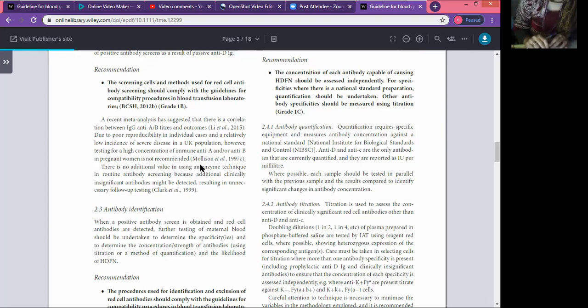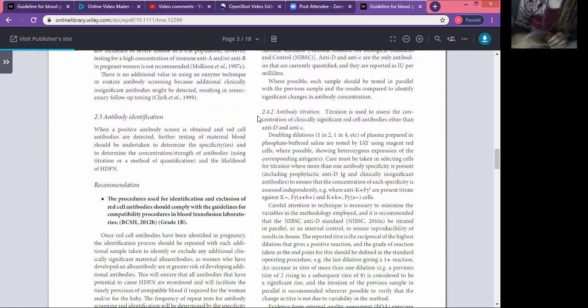So for antibody screening, we do not need to go in for enzyme treatment methods, because we do not want to detect clinically insignificant antibodies, as enzyme treatment would actually bring out some clinically insignificant antibodies. However, if the antibody screening is positive, that is, if the screening panel shows a positive result, then most likely that antibody is significant. So we need to proceed further with the antibody identification part.